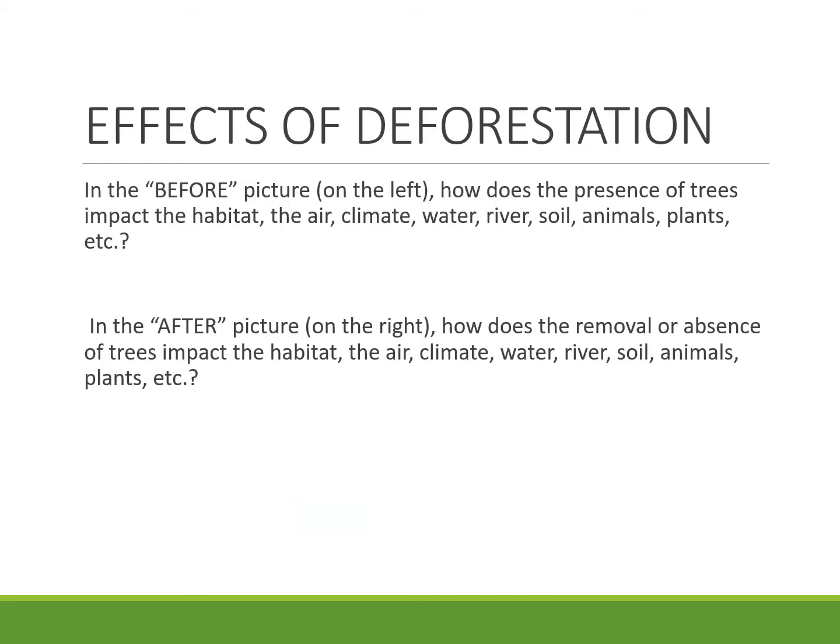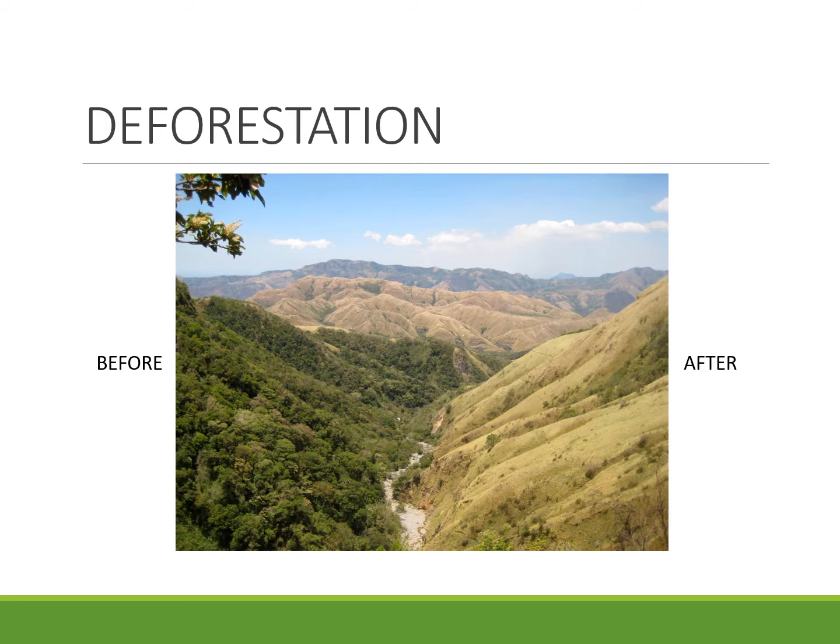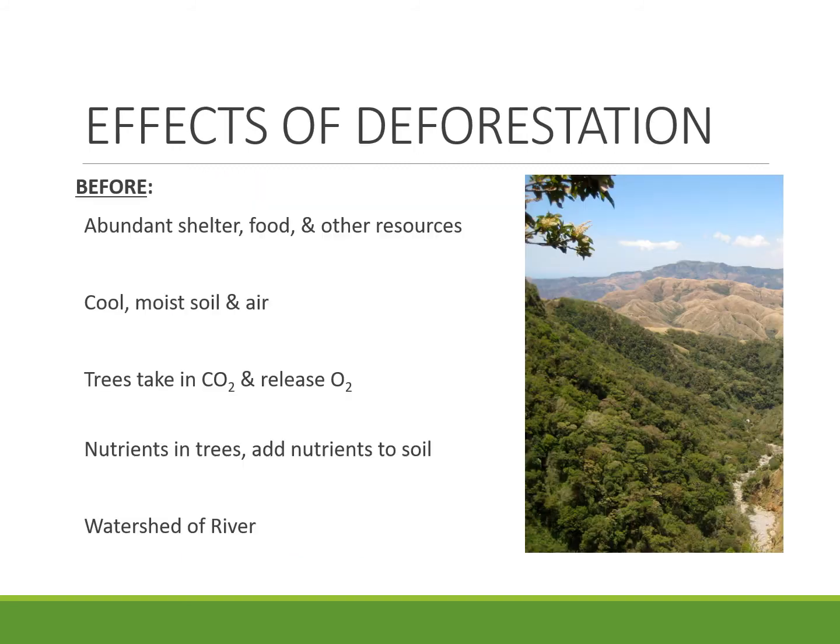So in the before picture, as we said, there's the trees, that would affect air, climate, the river, the animals. Think about the after. How would that affect the climate, the trees, the river, the animals? There we go. Kind of already did it, so let's do this.